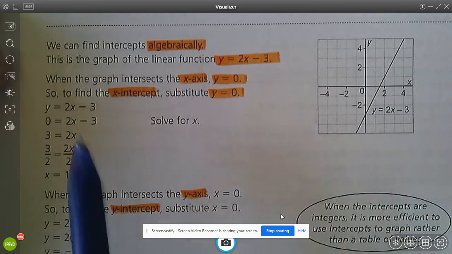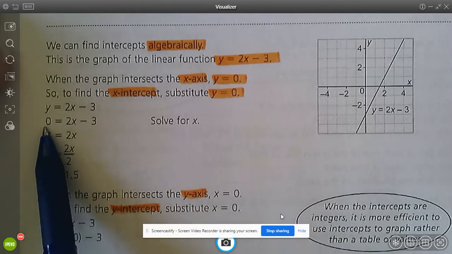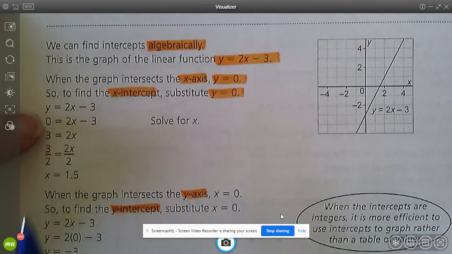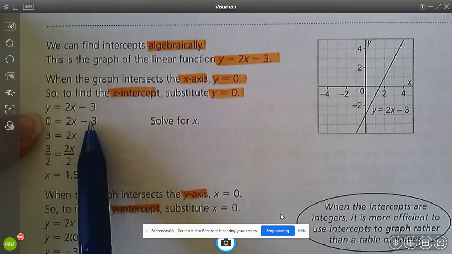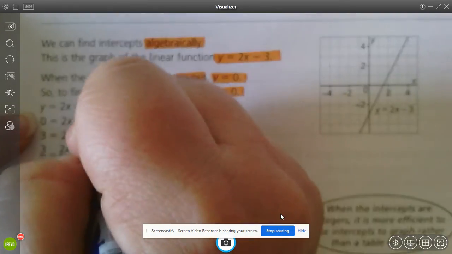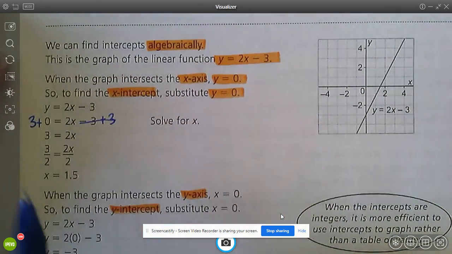So if you look at this example here, they have y equals 2x minus 3. They've substituted 0 in for y. Okay, now we just have to finish the equation and solve for x. So the opposite of subtracting 3 is adding 3. So I would add 3 here. I would also add 3 on the other side. Okay, those would cancel out.